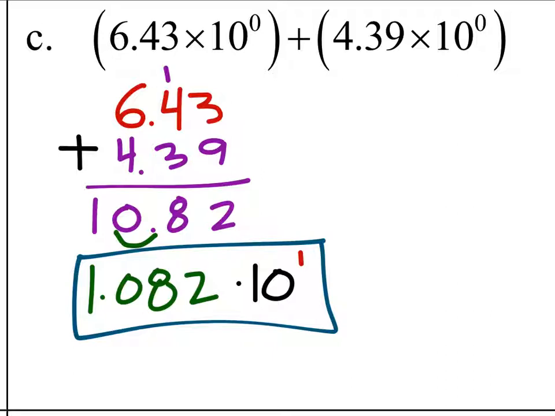So before, this was 10.82 times 10 to the power of 0. And since we moved the decimal over 1, we would have added 1, right? And that gives us the power of 1.